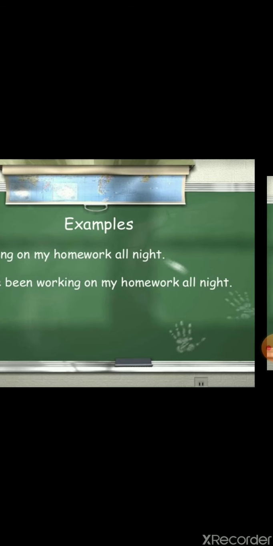More example. Working on my homework all night. I have been working on my homework all night. Now, look at the difference. While just reading, you can catch the error. Working on my homework all night. I have been working on my homework all night. What was missing in the first sentence? Something was missing which we have added.